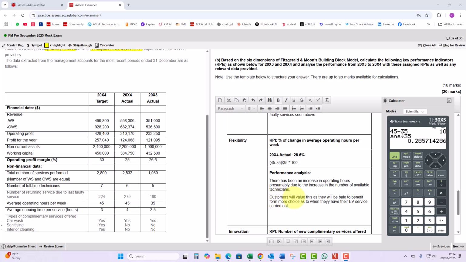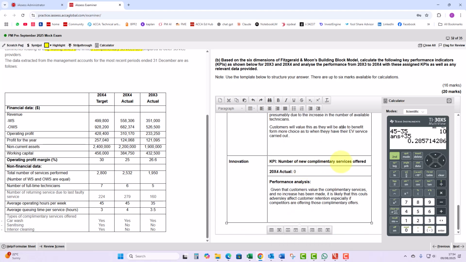This is the implication. Customers will value this as they will be able to benefit from more choice as to when they have their EV service carried out. And then new complimentary services offered. It was 1, it is now 1. I haven't shown my workings. I hope the examiner wouldn't penalise me for not showing that. What's the comment? Given that customers value the complimentary services and no increase has been made, it's likely that this could adversely affect customer retention, especially if competitors are offering those complimentary offers.